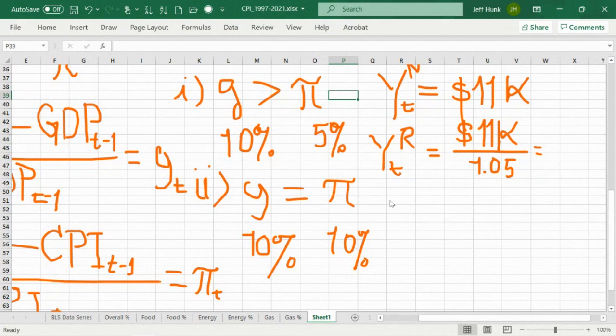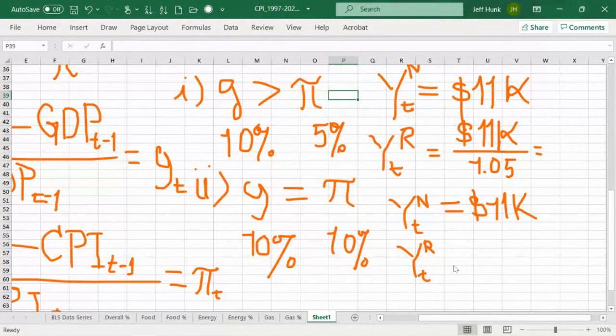So in this case, your nominal income this year, in year T, is now 11K, but your real income after adjusting for inflation, we know what it's going to be.